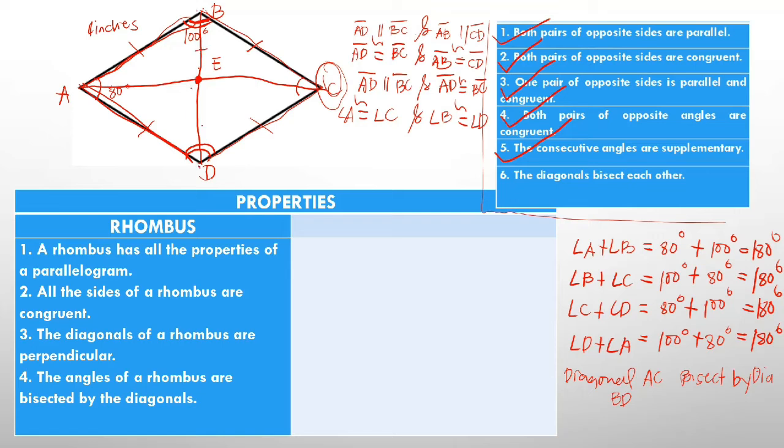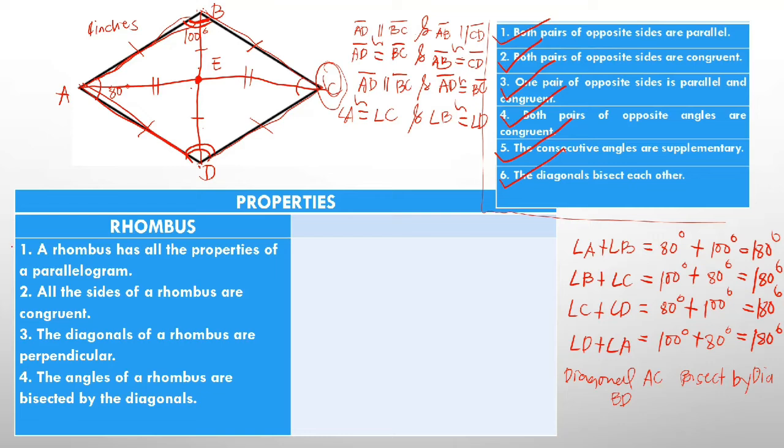And, of course, our line AE is also similar or the same measurement as line segment CE. So, ibig sabihin, same measurement sila. Therefore, the diagonals bisect each other. Okay?